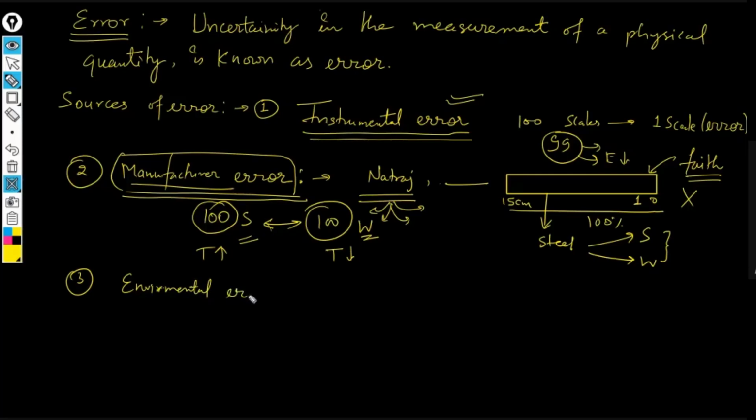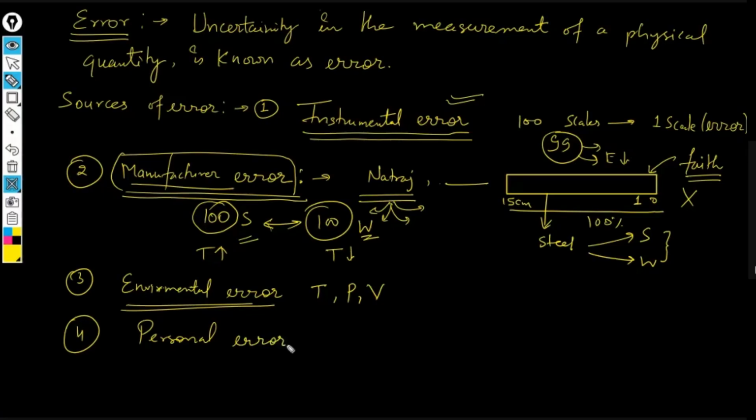Okay, whenever there is a change in temperature, pressure, volume, the error that occurs is known as environmental error. Next one is personal error. अब ये personal error क्या होता है? What is this personal error?